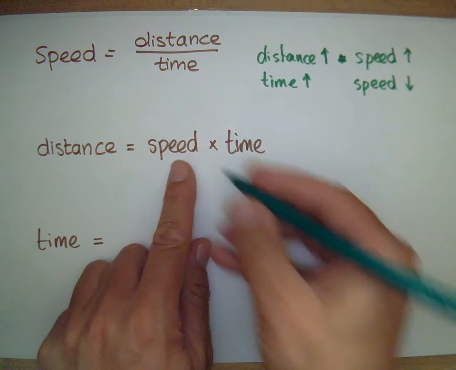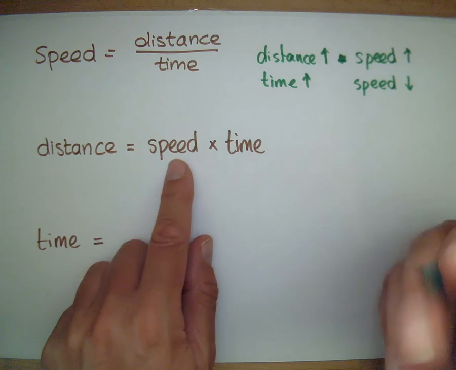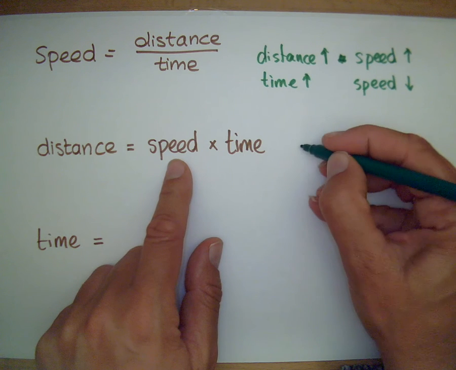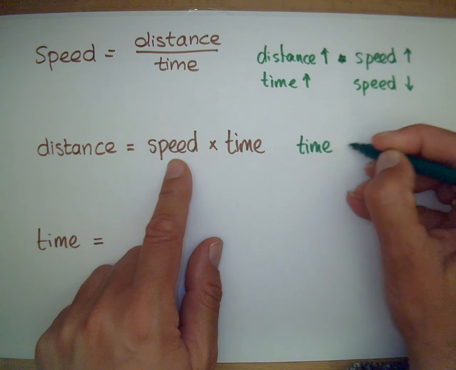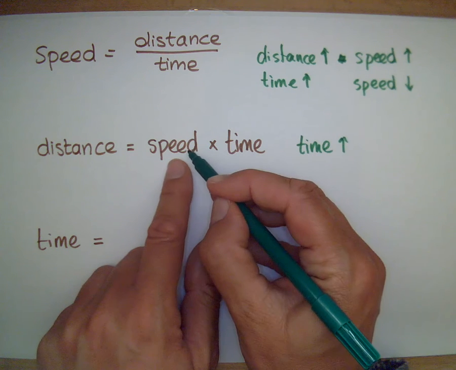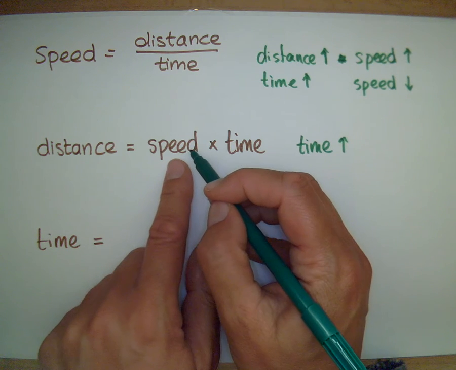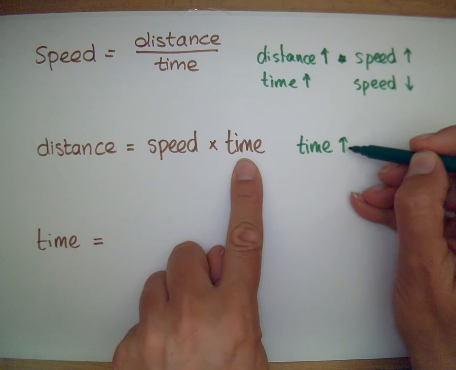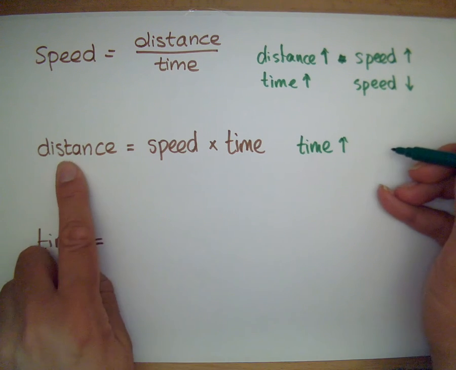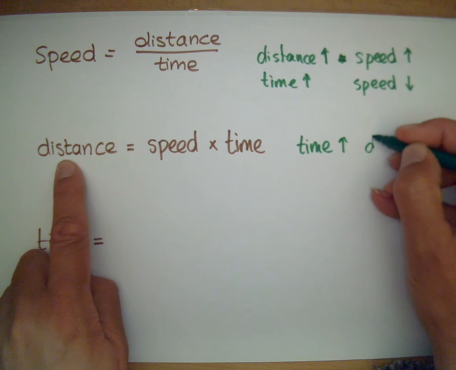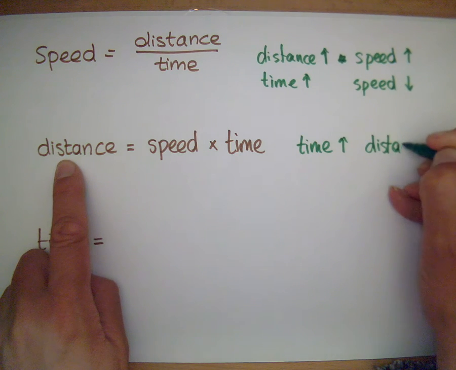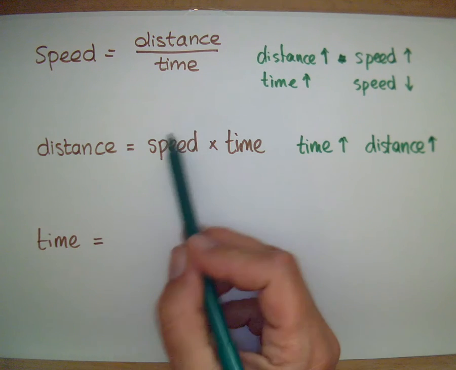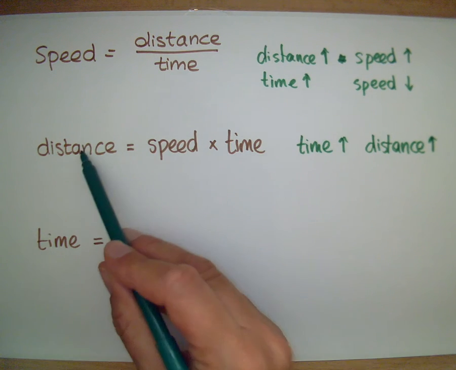If we imagine speed being a given, like our speed is 120 kilometers per hour. So if we're going that set speed of 120 kilometers per hour, and we're going to drive longer, what kind of effect does that have on distance? Well, that means we travel farther, right? Our distance also goes up. If we travel at a certain speed for longer, we're also going to get further.